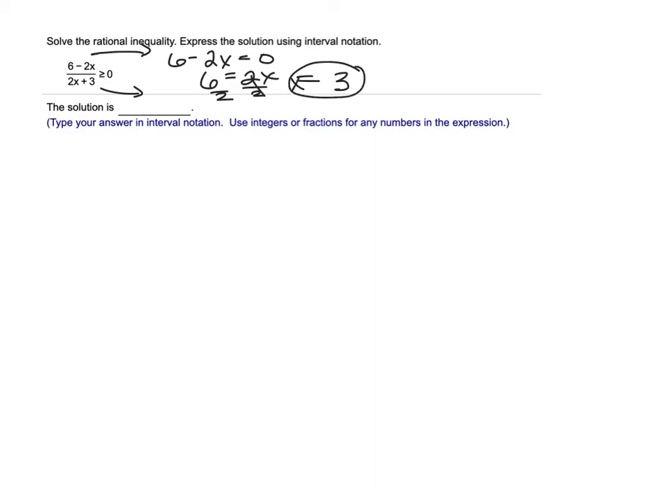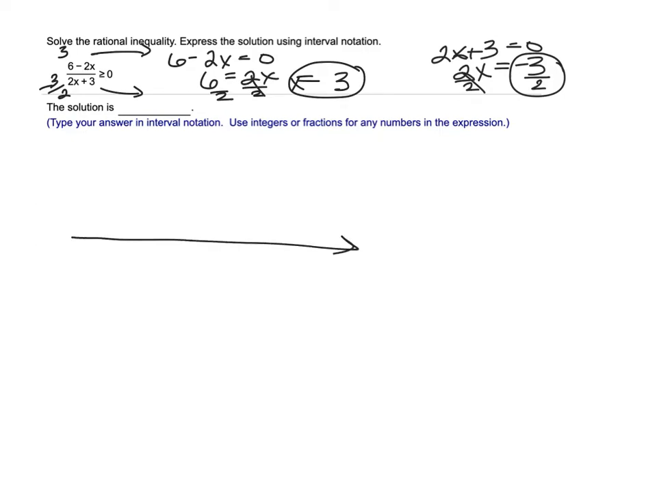Okay? So that's the top. I'll mark it right there. The 3 makes the numerator 0. And if we set the denominator equal to 0, 2x plus 3 equals 0. I get x equals negative 3/2. Negative 3/2. Those are my two interval endpoints. So now let's do our number line. We're going to plot the interval endpoints. We had negative 3/2, which is negative 1.5. And then we have positive 3.